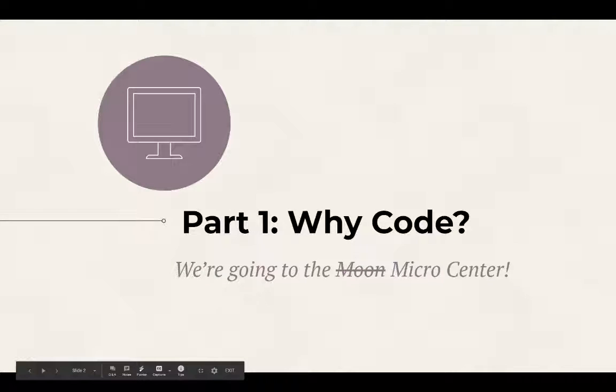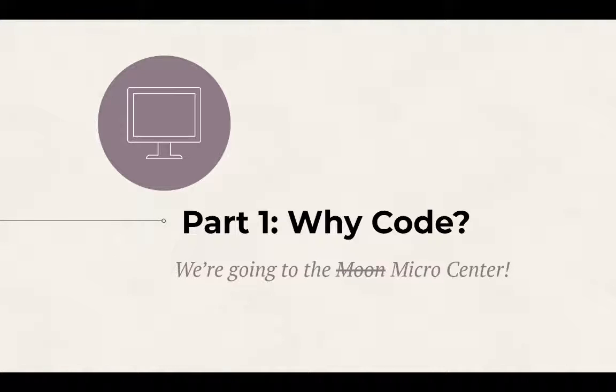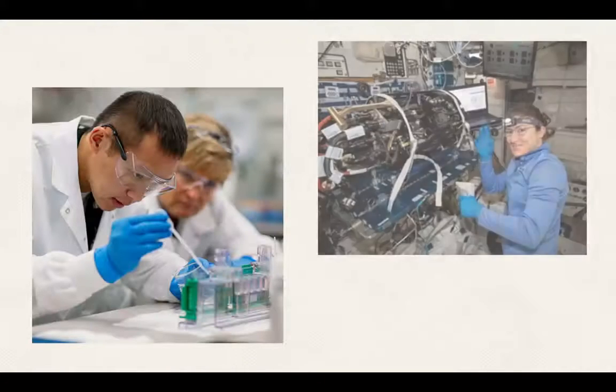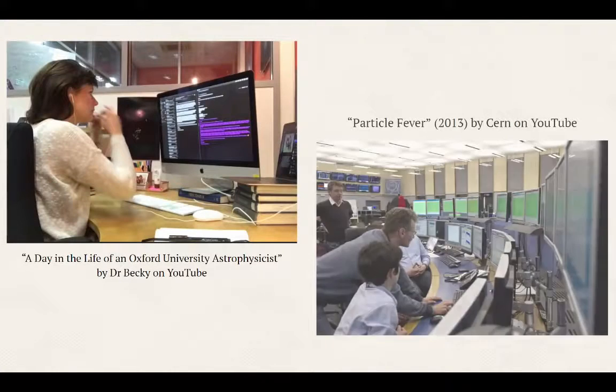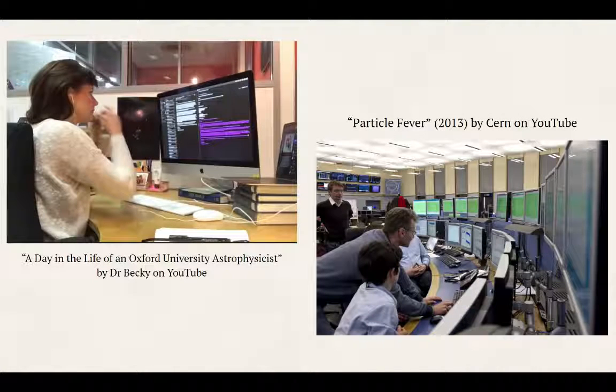So let's start with part 1. Why are we learning how to code if this is a physics-based club? So when most people think of science and engineering, they imagine someone wearing a white coat and working in a lab. And while experiments are certainly a key, huge part of the scientific and design process, most scientists and engineers today also spend a ton of time writing computer code.